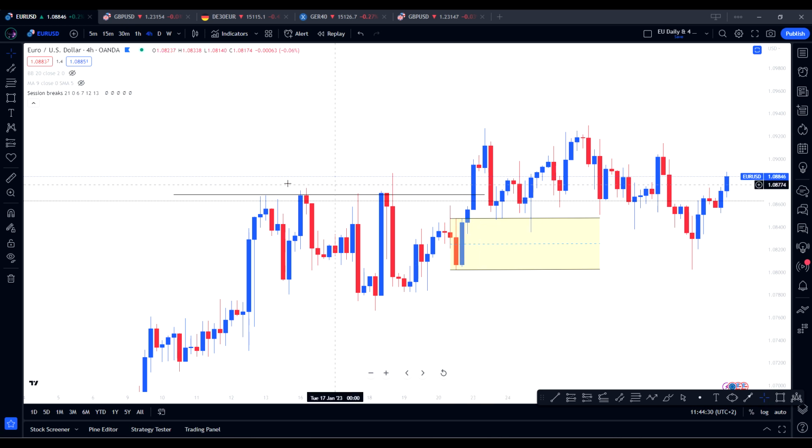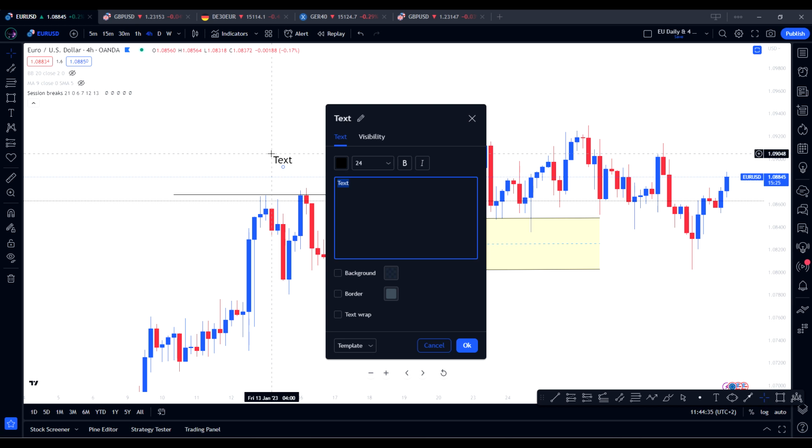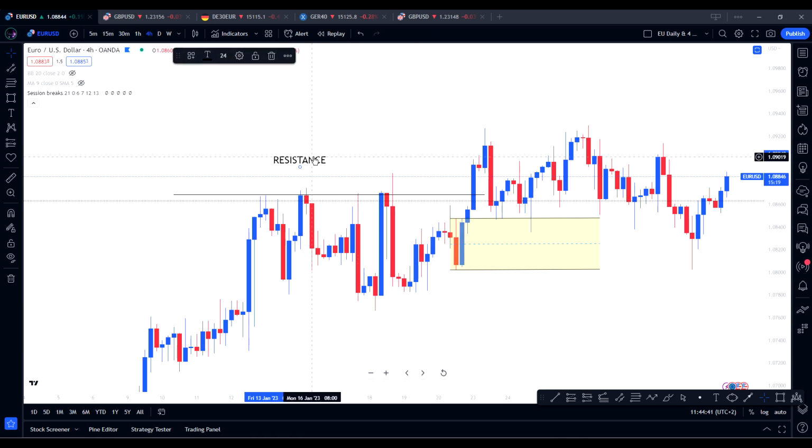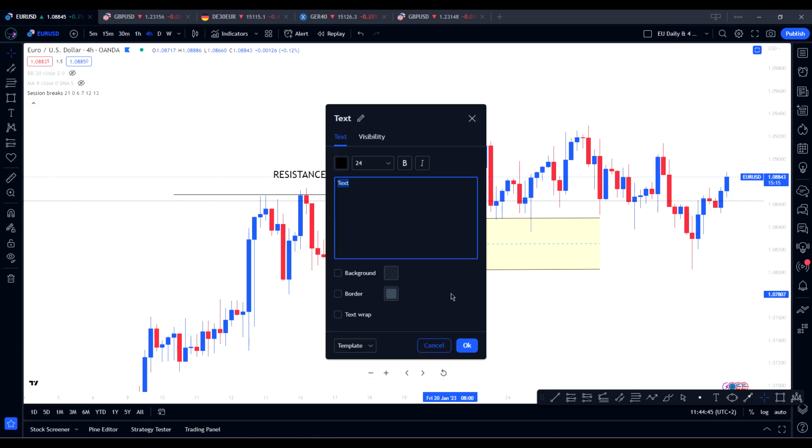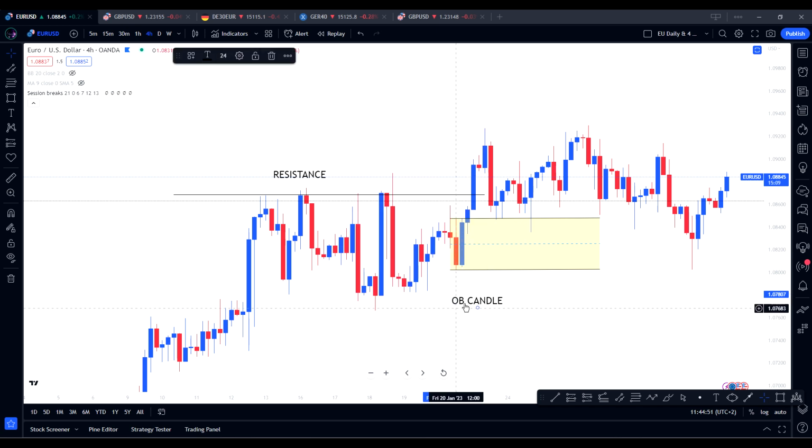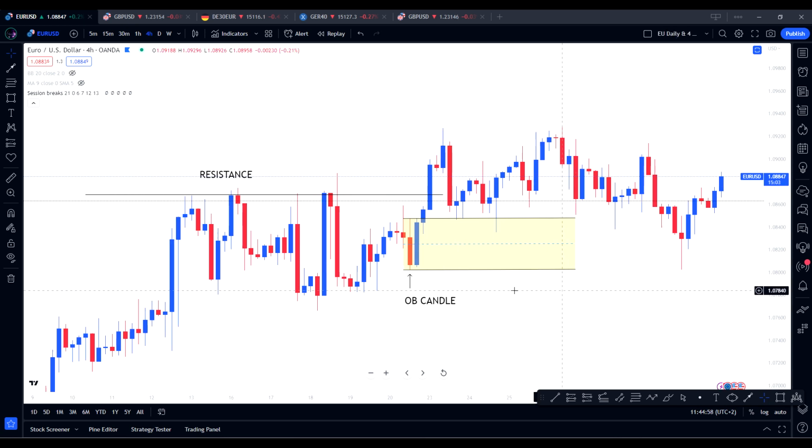previous zone of resistance, you know what, let's do this just for the newbies out there. This helps. Resistance. This was our line of resistance. All right, and this is our order block candle. Order block candle, OB candle. Okay, great. There we go. Okay, we have identified it, right?